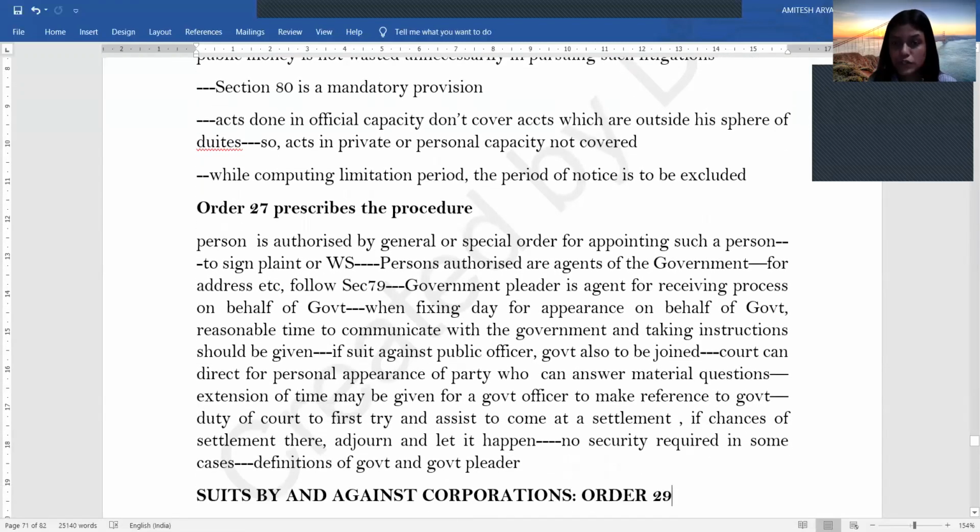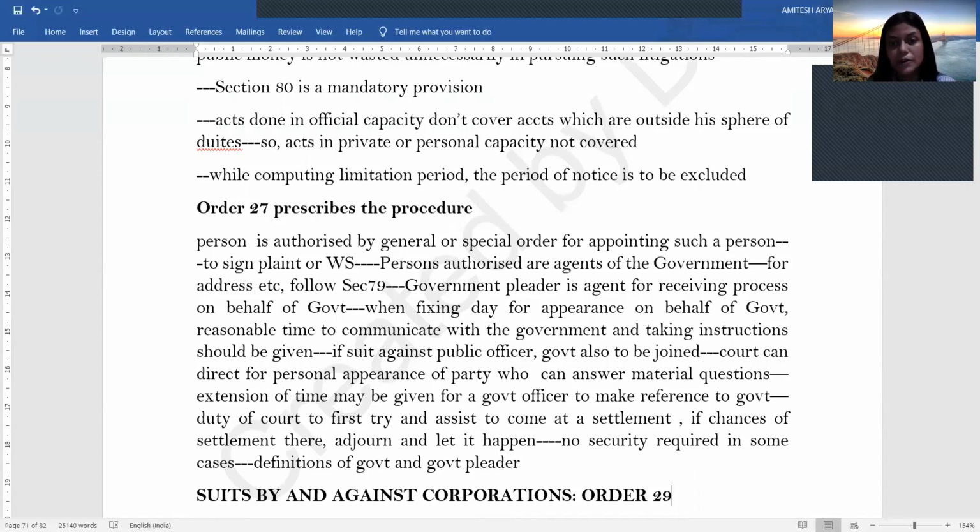Now, what is the procedure? Where is the procedure defined? You'll see it under Order 27. I have not done it rule-wise; I'm just giving you a gist of it. Here a person can be authorized. There will be a special or general order that this particular person is for this department and will be representing it. He will be authorized to sign the plaint or a written statement. Then they will be authorized as agents of the government, with your address, etc. Who you have to be, you have to follow under section 79.